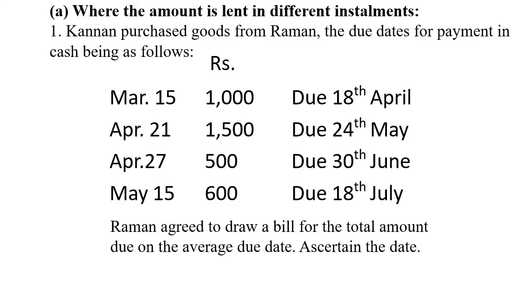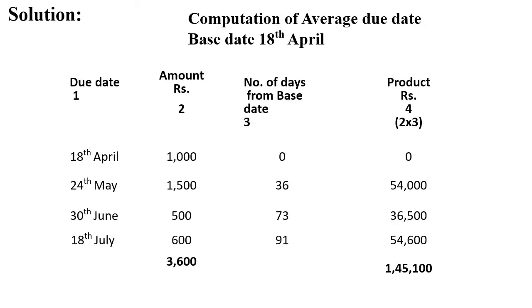Ascertain the date. Already we have seen the sum in the class itself. I have explained the theory part, the formulas which we are going to use. Now we will move on to the solution part for this particular sum. It is more important for us to calculate the base date to find out the average due date. How will you find out the base date?